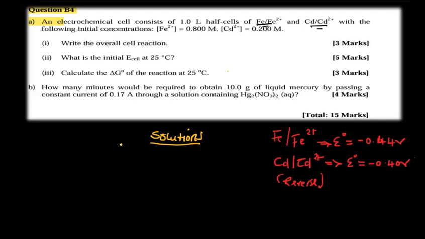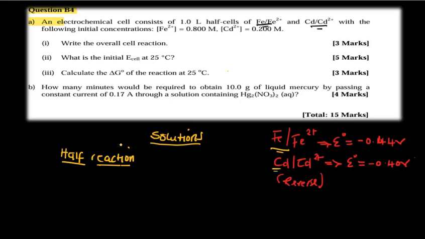So if you want to write the overall cell reaction, the first thing you have to do is to write the two half reactions. One is the reduction reaction, the other one must be the oxidation reaction. Now in this case, we are not sure which one is the oxidation and which one is the reduction reaction. So how do we know which one is the oxidation among cadmium and iron, and which one is the reduction reaction?